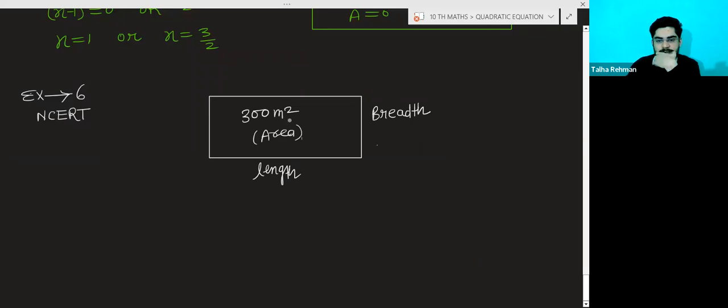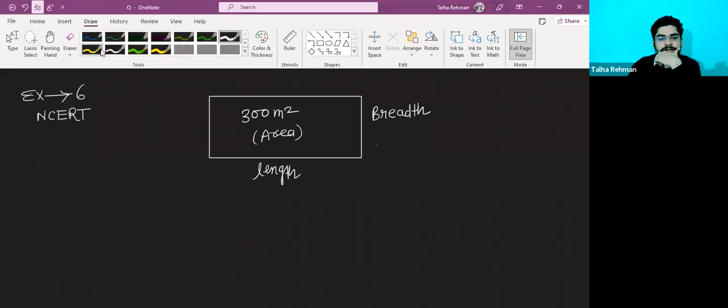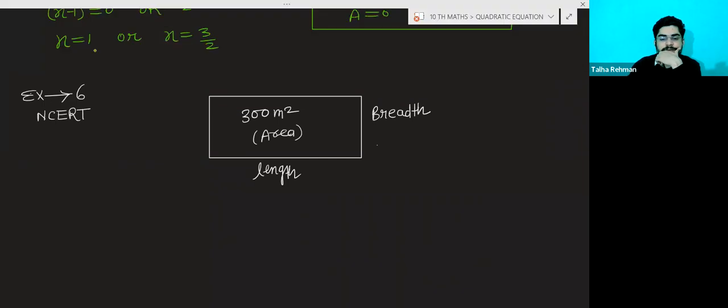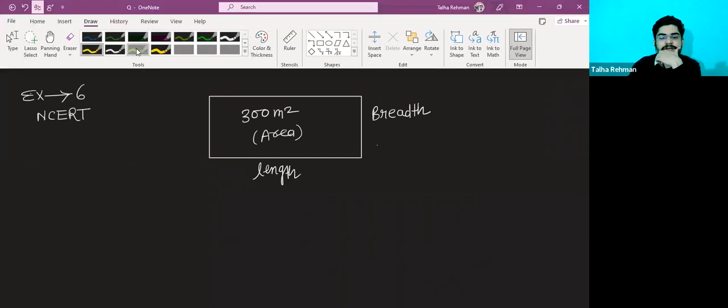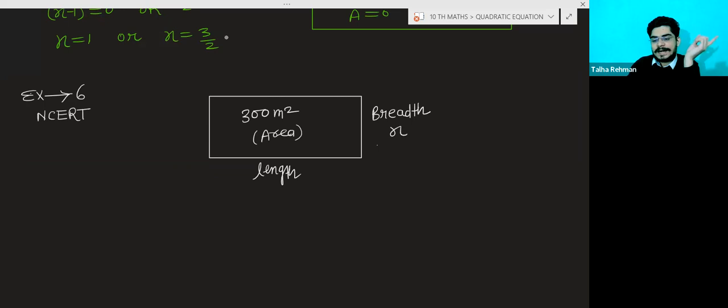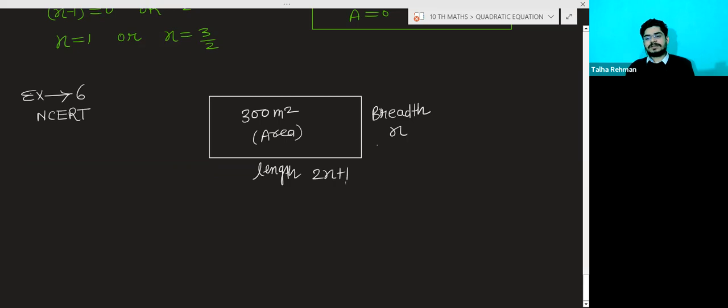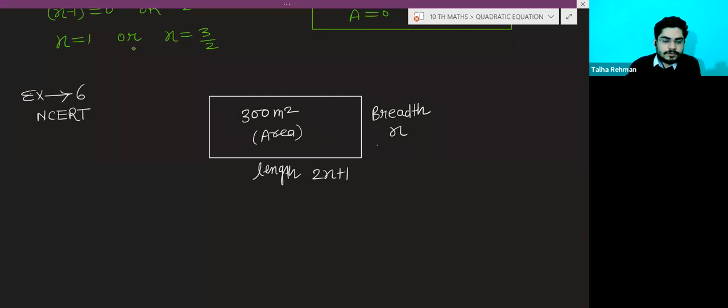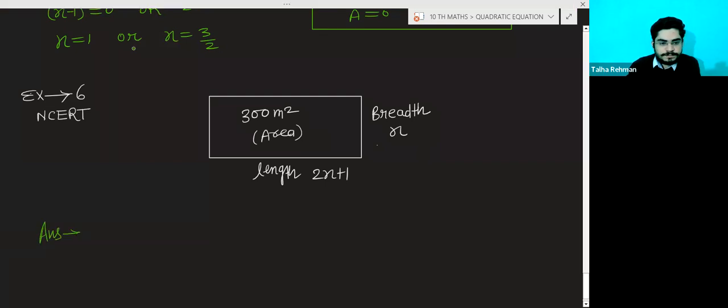The breadth of this rectangle is x, and the length of this rectangle is one more than twice its breadth, meaning 2x plus 1. Simply, you have to find the dimensions. Dimensions means the length and the breadth of the rectangle. Now this is very easy.